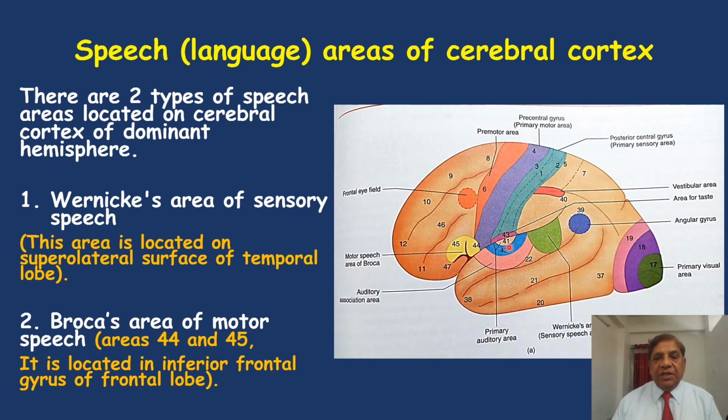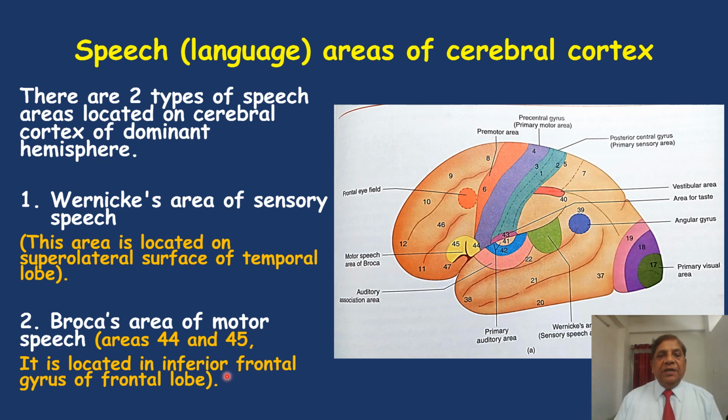Now this speech or language area, as I said, has two different parts. Number one is the speech area which is sensory, and then there is a speech area which is motor. The sensory speech area is known as Wernicke's area, and it is located on the supralateral surface of the superior temporal gyrus. Here where I am moving my pointer, this is the Wernicke area of the sensory speech, located in the temporal lobe, in the superior temporal gyrus just behind area 22, which is an association area for the auditory areas 41 and 42. So a part of the Wernicke area extends onto area 22. This is the sensory speech area.